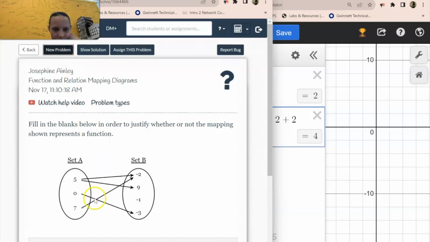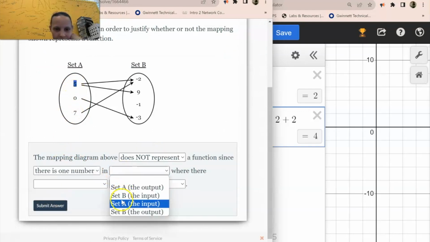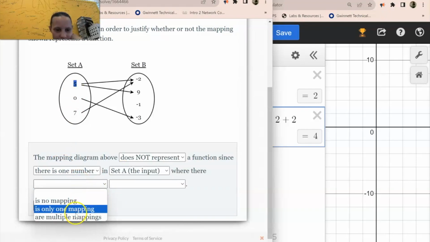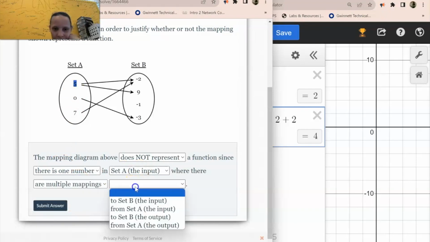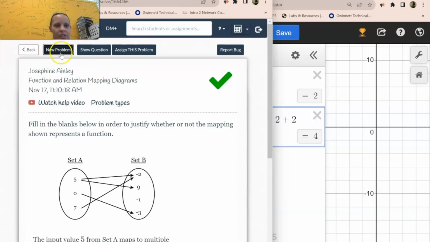All right, let's do it again. Look at this, number 5, she's dating two boys, so automatically not a function. Why? Because for one number in set A, the input, she is multiple mapping to two boys, the output. All right, let's do another one.